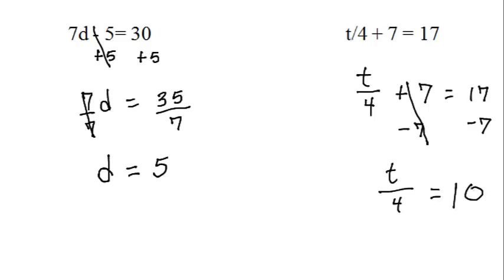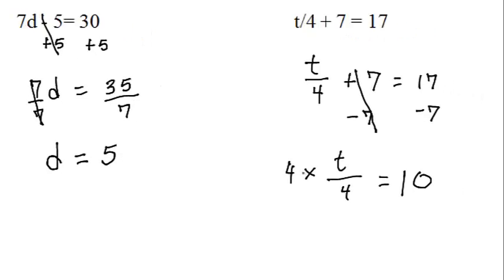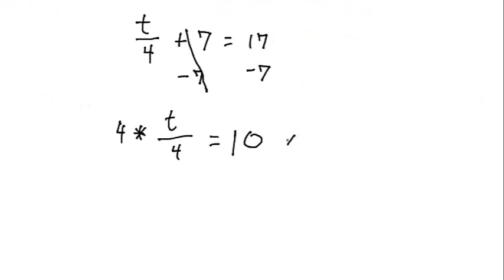Now, the opposite of division is multiplication. So to get rid of that divided by 4, I have to multiply by 4 on both sides. 4 divided by 4 is 1. I end up with 1 times t is equal to 40. 1 times t is the same as t by itself, and I have t is equal to 40.